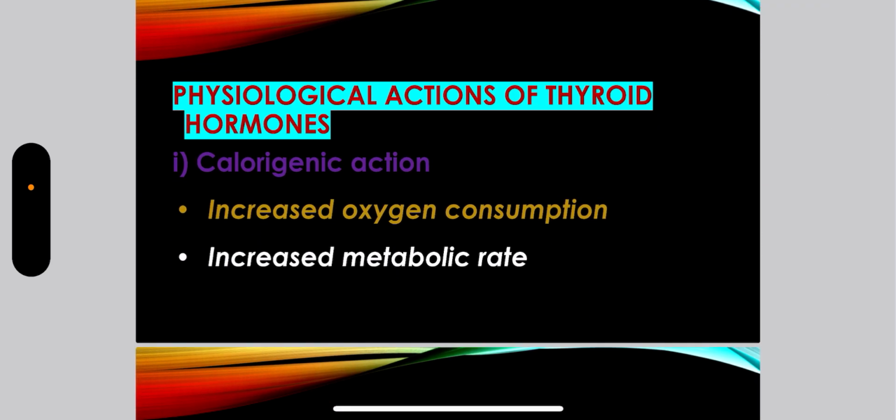First action is calorigenic action of thyroid hormone. It is a very, very important action. It increases the oxygen consumption in almost all the metabolically active tissues. It increases metabolic rate by increasing number and activity of mitochondria and active transport of ions through the cell membrane. So it causes increase in metabolic rate.